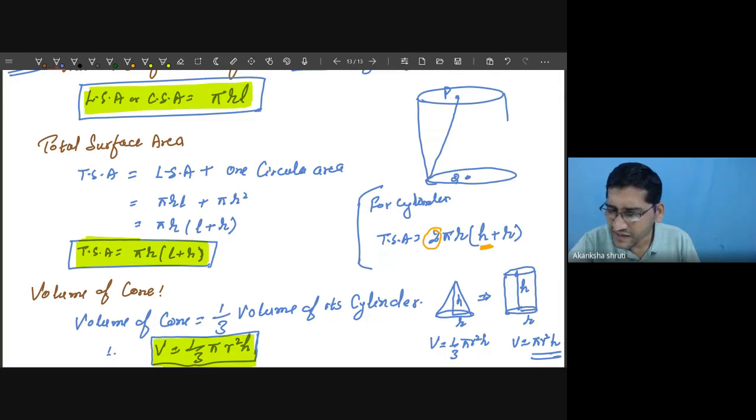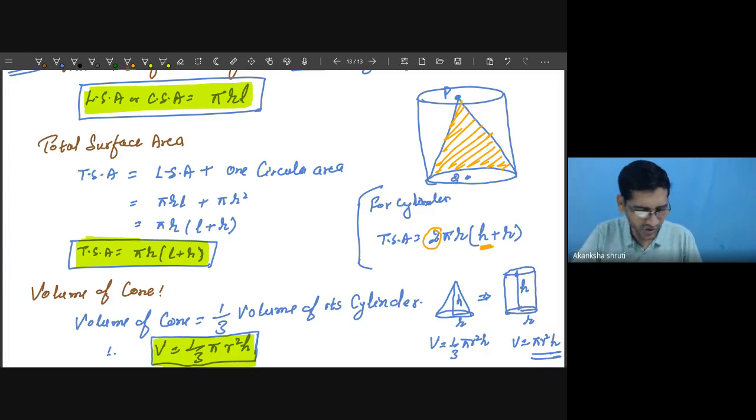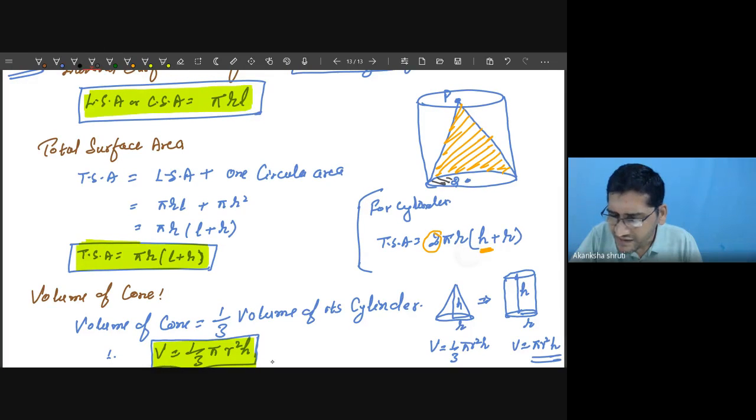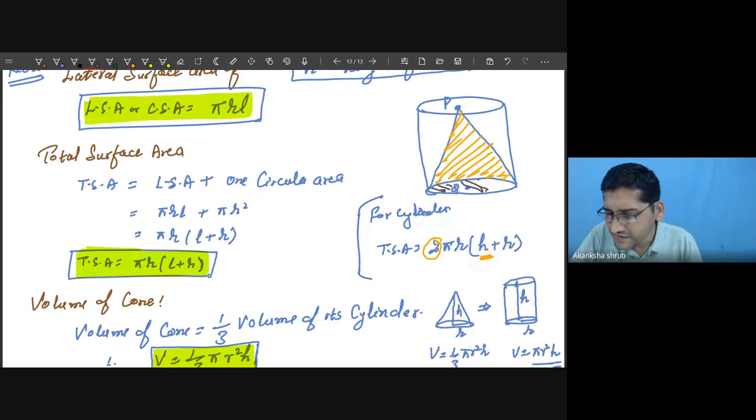means we are joining the circular area on one base and the center on the other base of the cylinder. This way, whatever is obtained is our cone, and whatever this is, is the circular base. Is it okay?